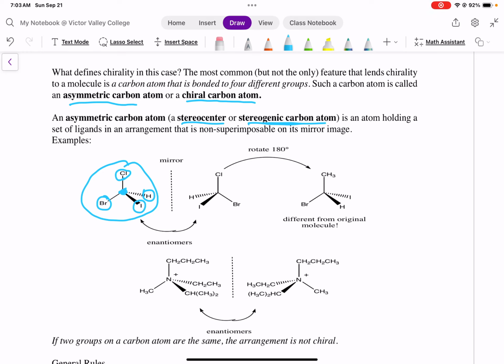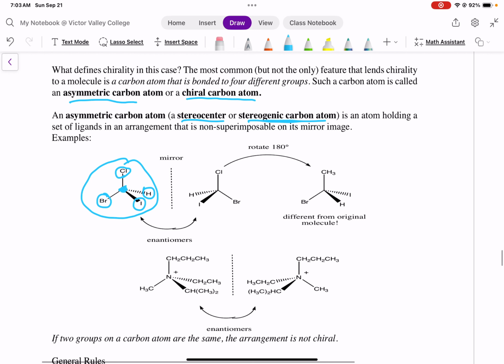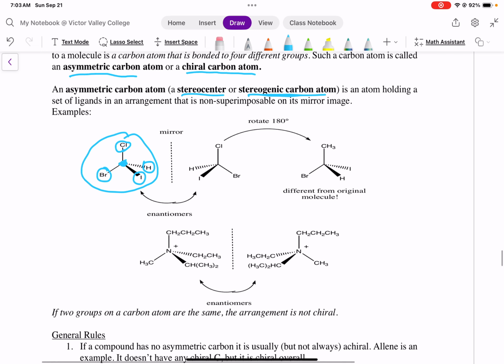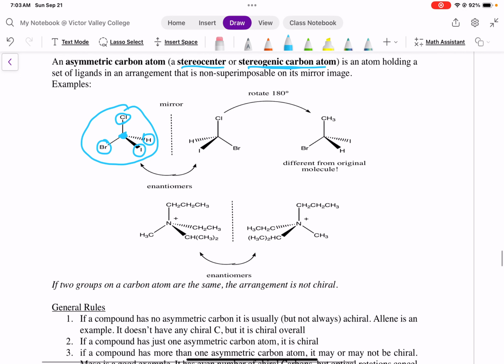Iodide, bromide, and then chlorine, or chloro: iodo, bromo, chloro. Hydrogen is the lowest one. So keep that in mind, it's going to be helpful later when we assign the rotations.